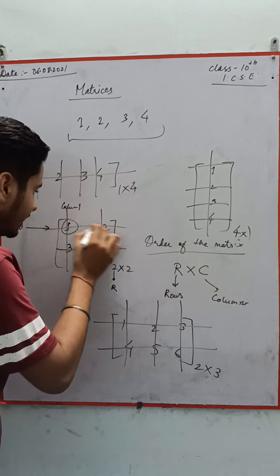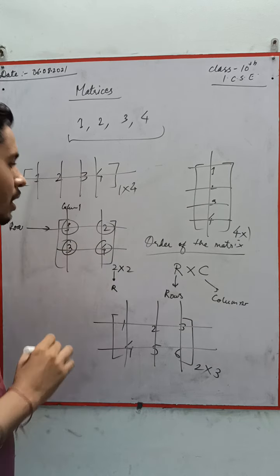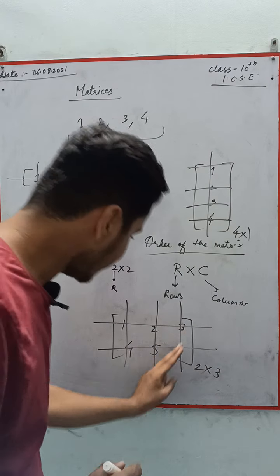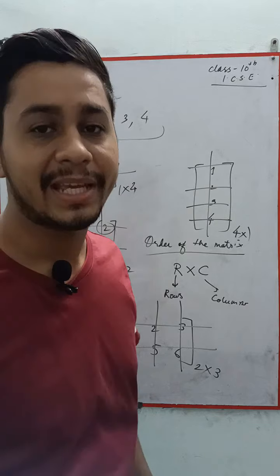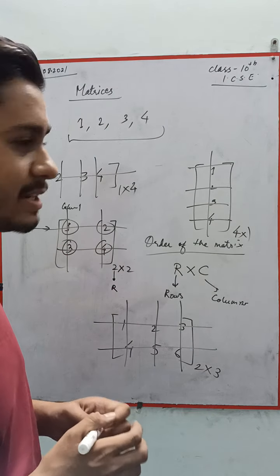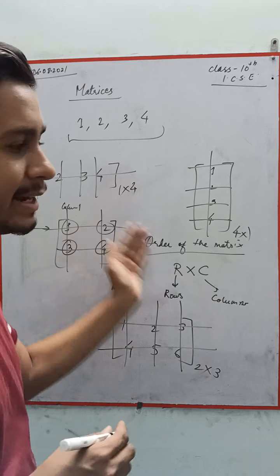Now, what are these numbers called? They are called the elements of a matrix. Okay, so all these numbers you can call elements of a matrix. Now we'll understand the equality of matrix.